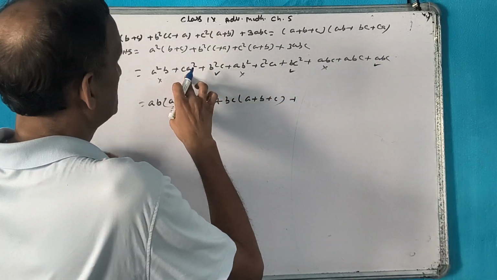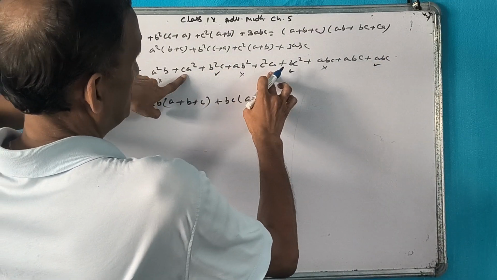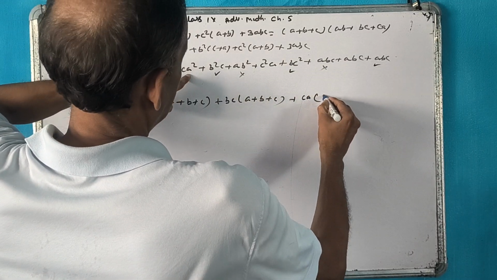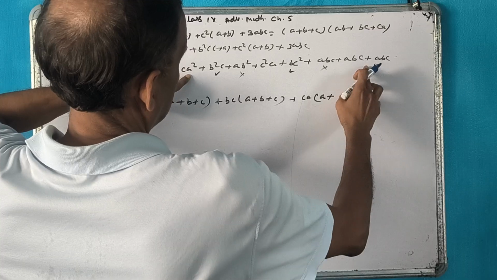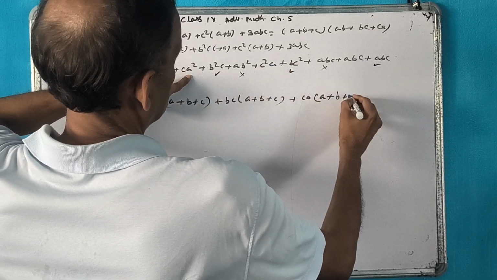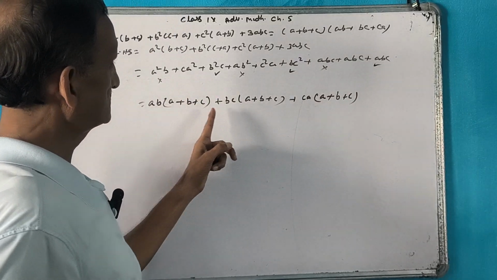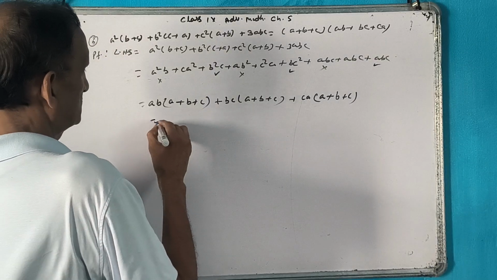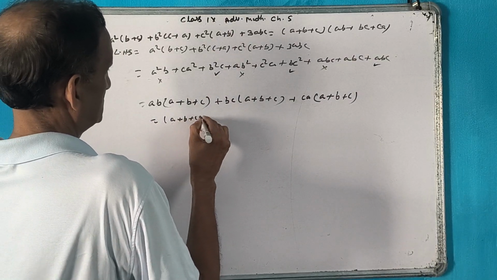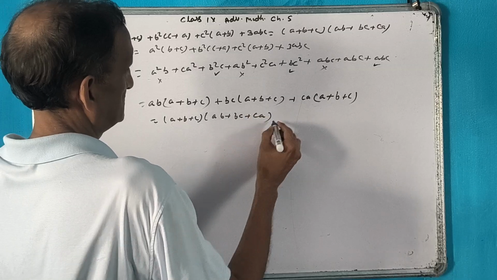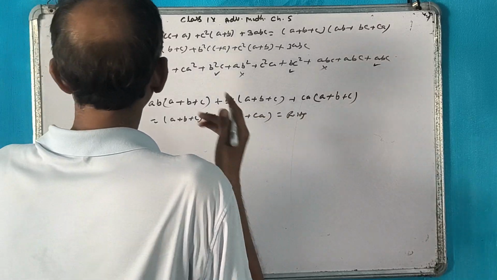And then the remaining 3 terms, see very clearly CA is common. From here we will take CA common, what will we get? A. From here we will take CA common, what you will get? B. And from here what you can get? So in all the 3 terms, what is common? A plus B plus C. So you can take A plus B plus C common, what you will get? AB plus BC plus CA. Yeah, this was the right hand side.